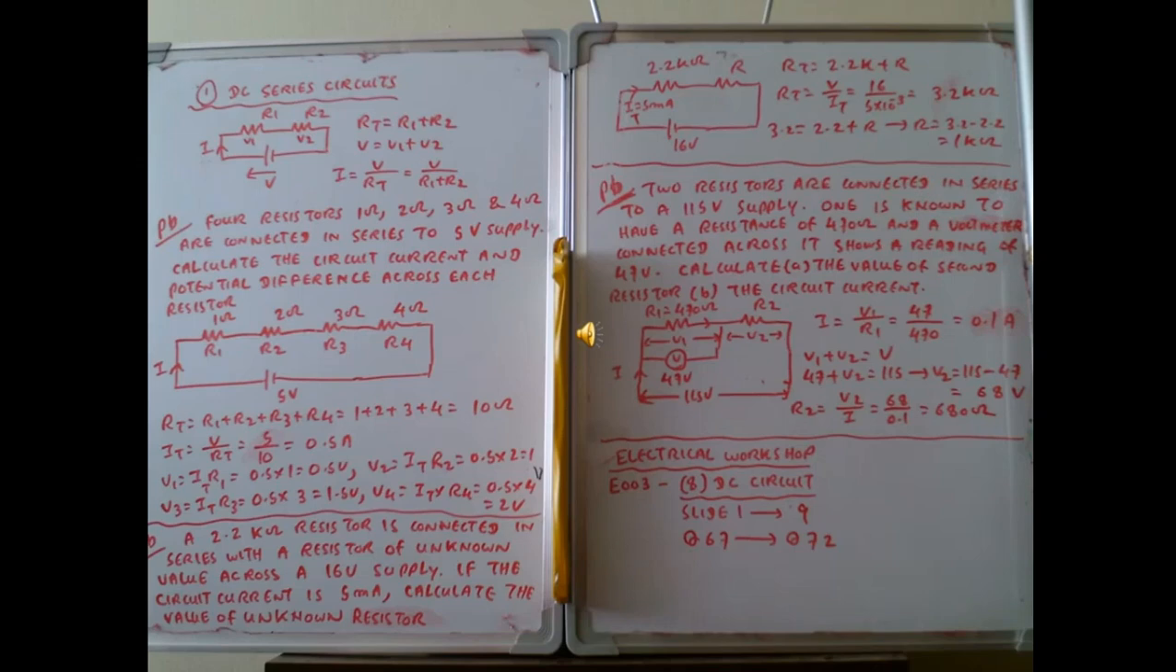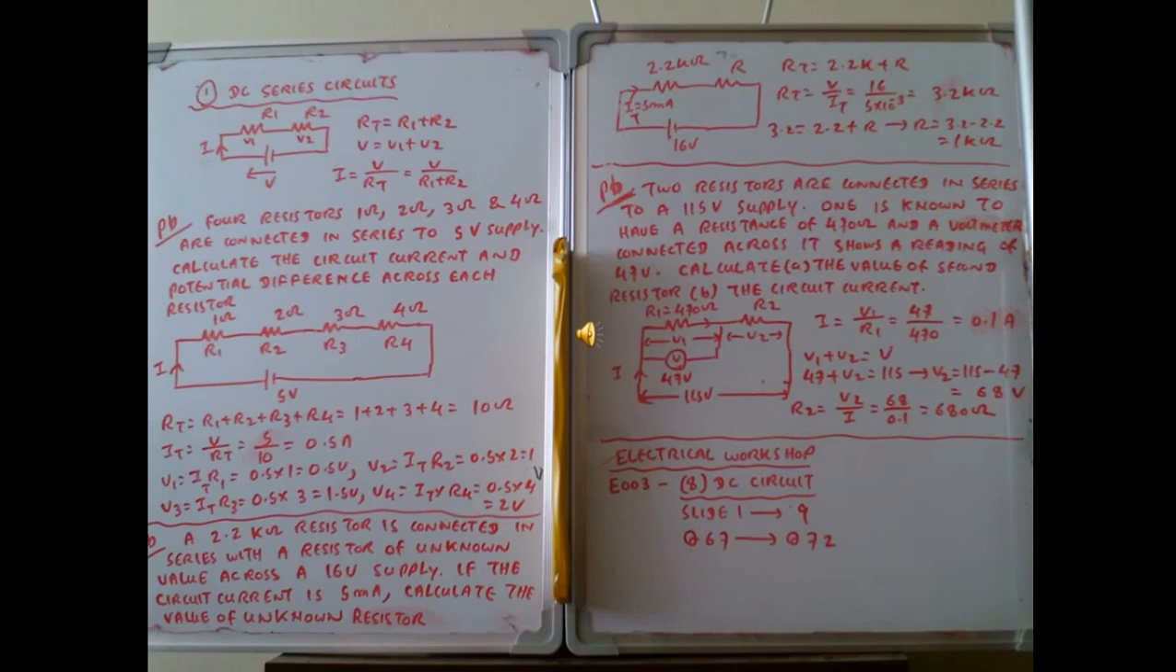And after that, we continue to calculate V1. V1 is equal to ID multiplied by R1, 0.5 multiplied by 1 equals 0.5 volt. V2 is equal to ID multiplied by R2, so 0.5 multiplied by 2, 1 volt. V3 is equal to ID multiplied by R3, 0.5 multiplied by 3, 1.5 volt. V4 is equal to ID multiplied by R4, 0.5 multiplied by 4, 2 volt. So this is the way we calculate the voltage drop across each resistor of the four connected in series. And then we can continue to do another problem.